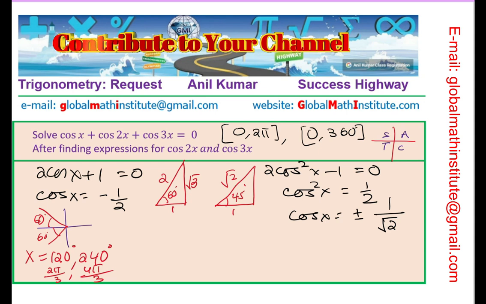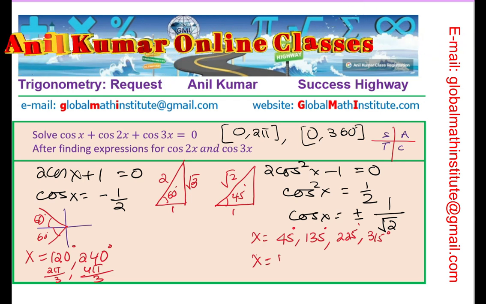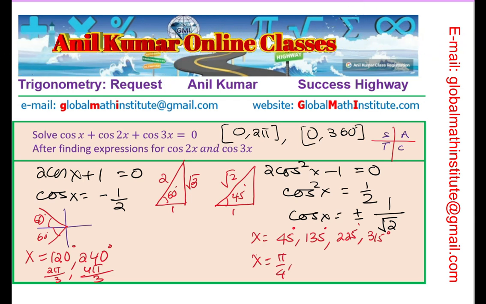As far as plus minus 1 over square root 2 is concerned, all four quadrants, the angle being 45 degrees. So you can say x is equal to 45 degrees. 90 plus 45, 135. And then 180 plus 45, 225. And then you can add another 45 degrees to it, right? So we get 360 minus 45, 315 degrees, correct? Or you could also write as pi by 4, right? So basically, those are all the angles.